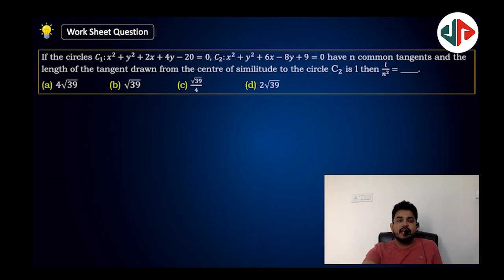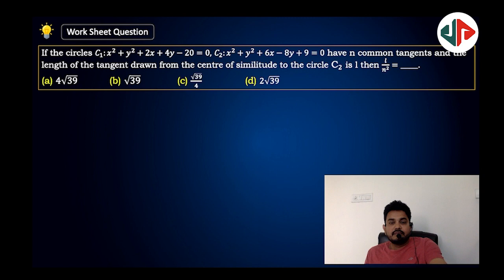Next question is: if circles have n common tangents, and the length of the tangent drawn from the center of similitude to C2 is L, then L by n square.